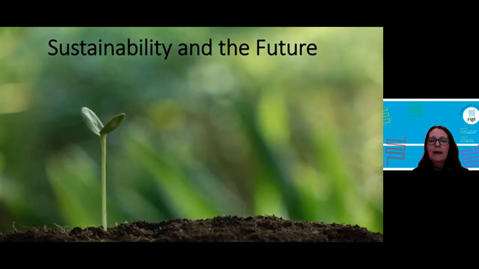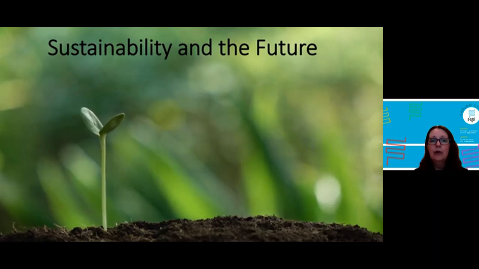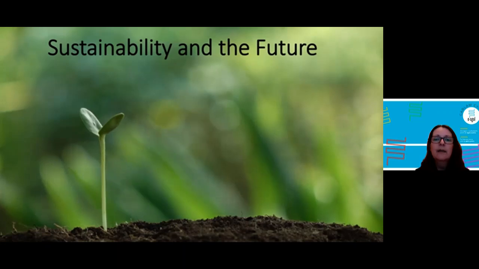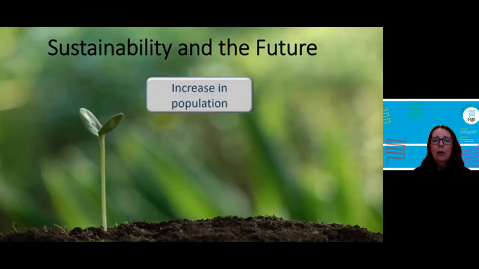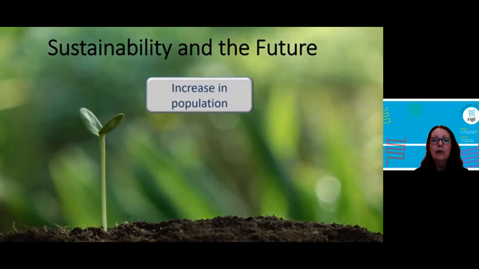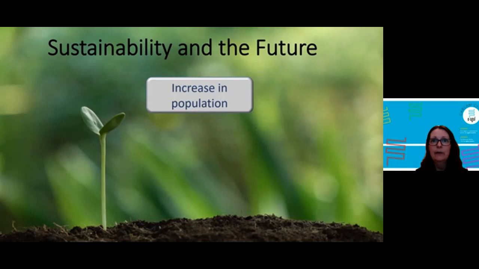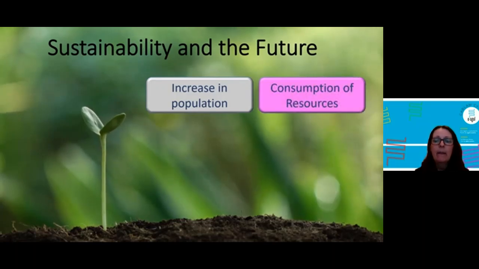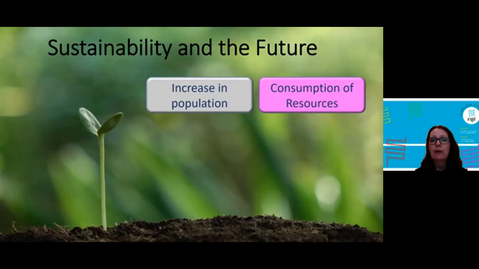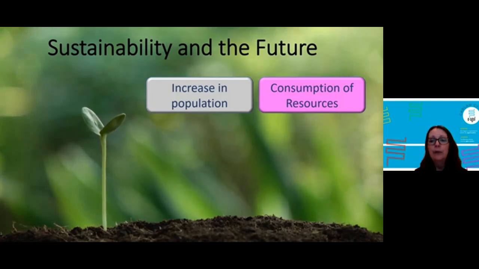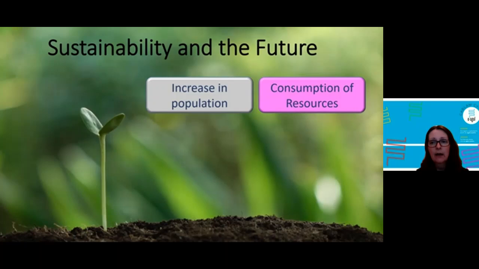Okay, so let's think now about the future and sustainability, and what can we do to keep things stable. So you will be aware that population globally is increasing. And as our population is increasing, what is that doing to our environment? We are consuming more resources, whether that's more energy, whether it's more food. We are having an impact. So the more the population increases, the more impact we are having on the availability of resources.